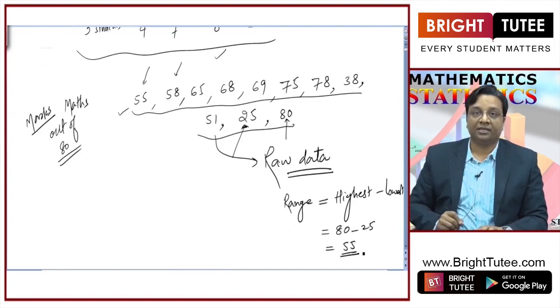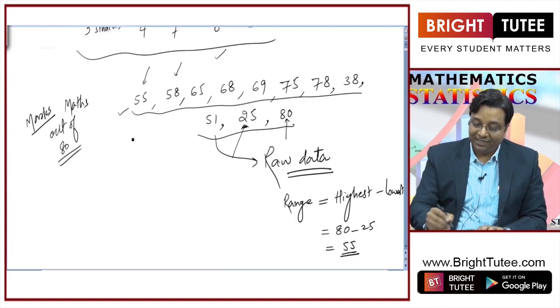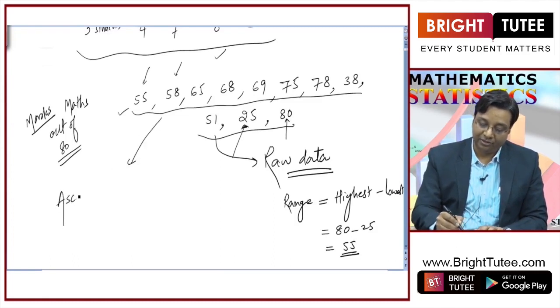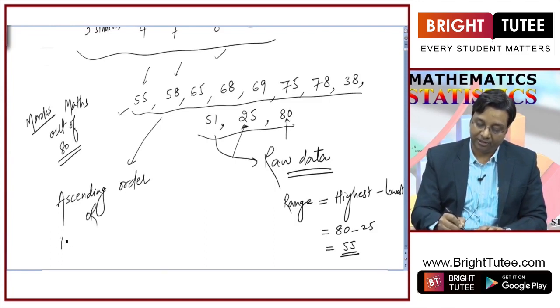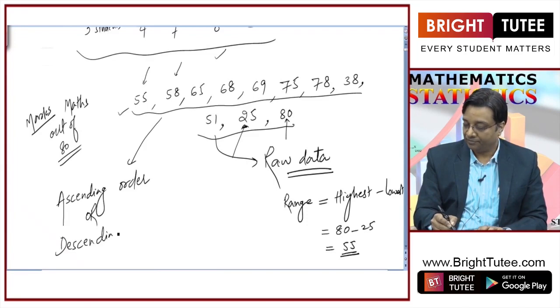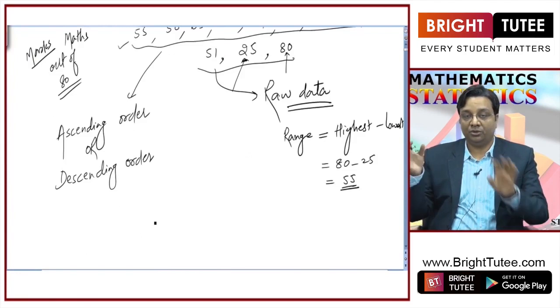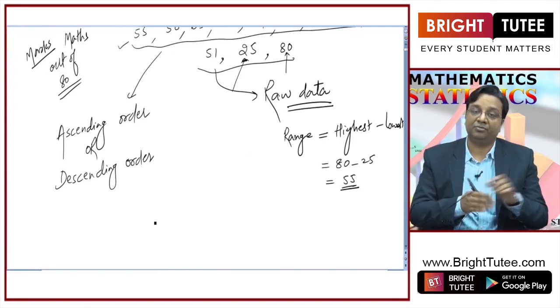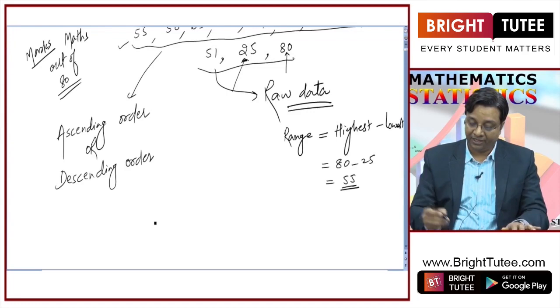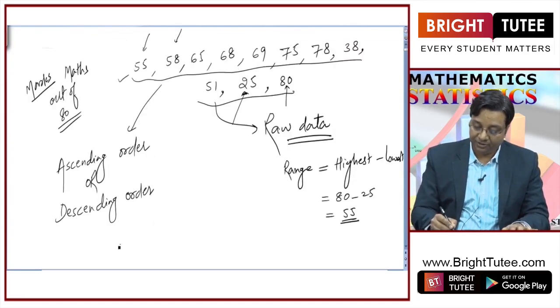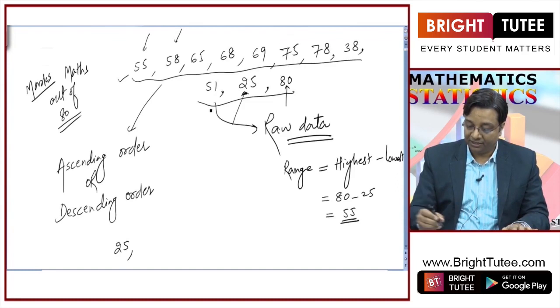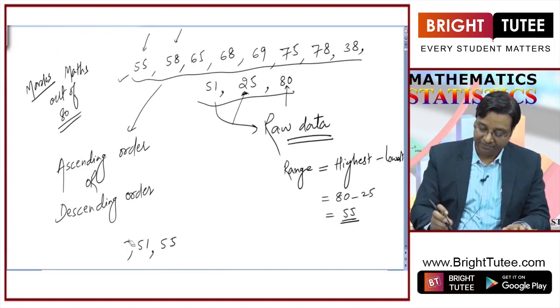55, right? But if I write this data in, let us say, ascending order or descending order, then would it be easier for you to look at the lowest number of marks and highest number of marks? Let us see. Let us write it in ascending order. So 25 first, then I'll write 51, then I'll write 55. After 25 I'll write 38.